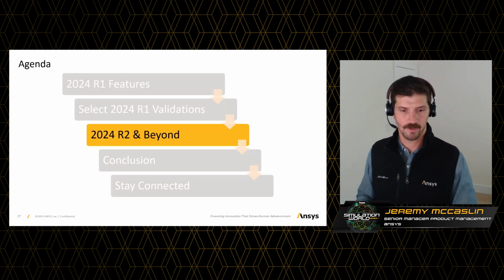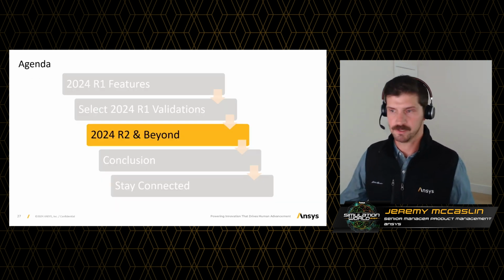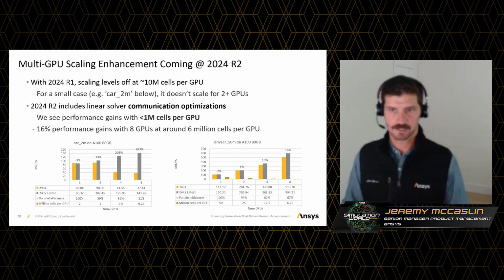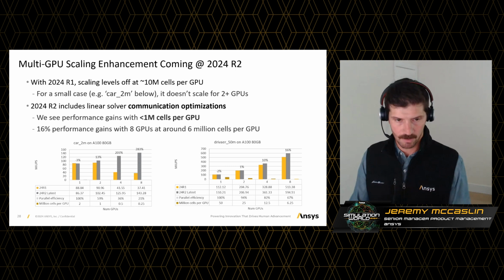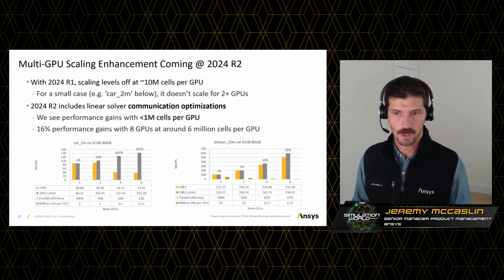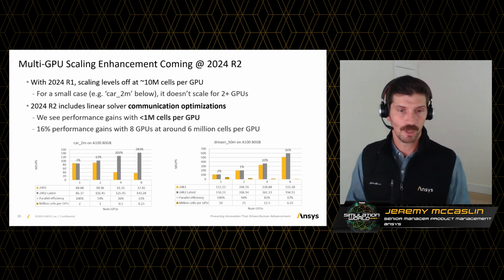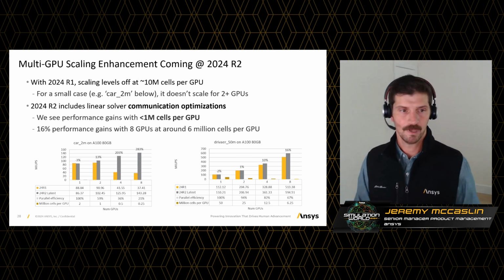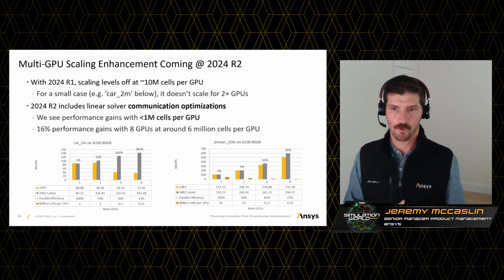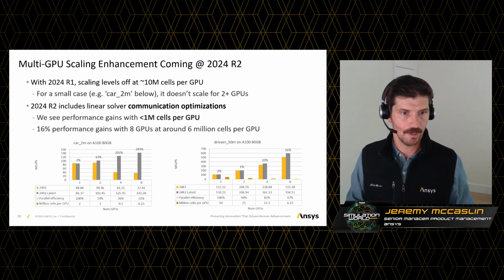So let's take a little bit of a sneak preview of what's to come. One thing I want to mention is that while adding new physics models and new features to the solver, we're also continually improving things like communication efficiency, right? And what this chart is showing you is that at 24R2, we have some really good optimizations in communication coming.